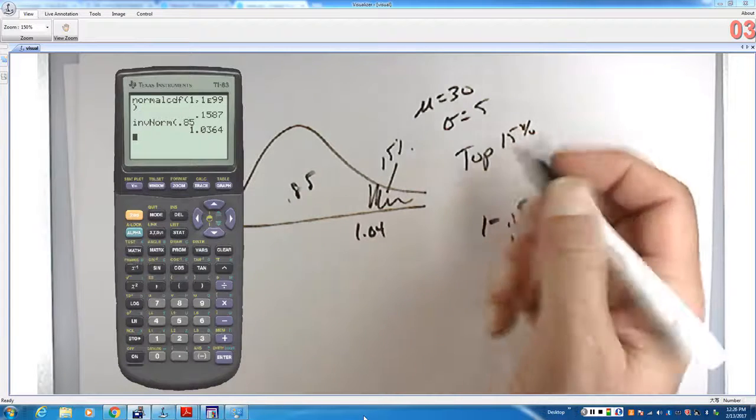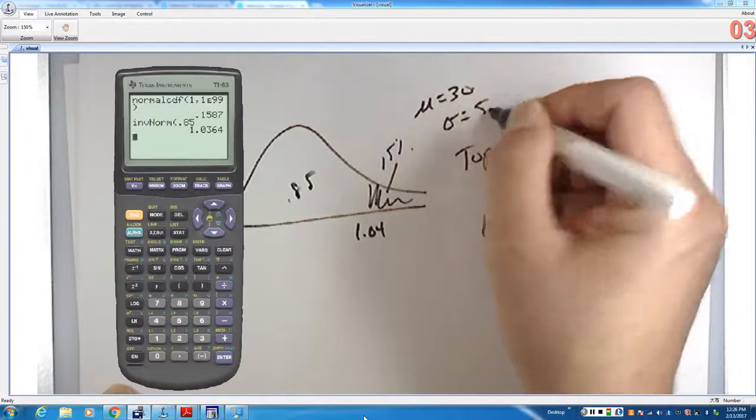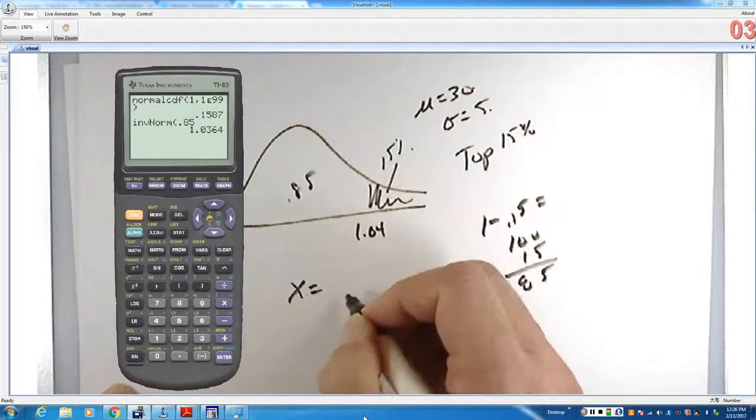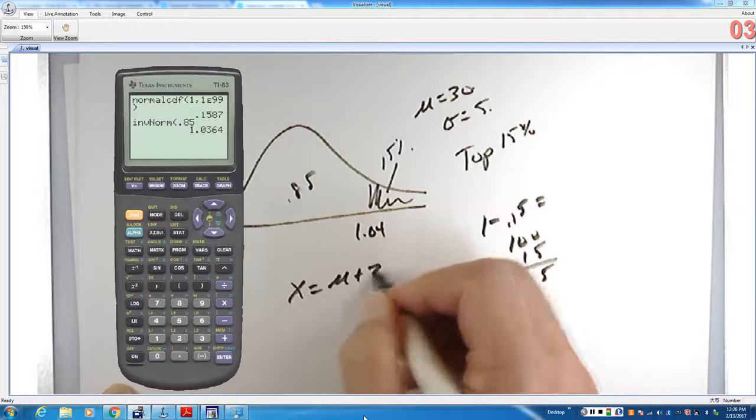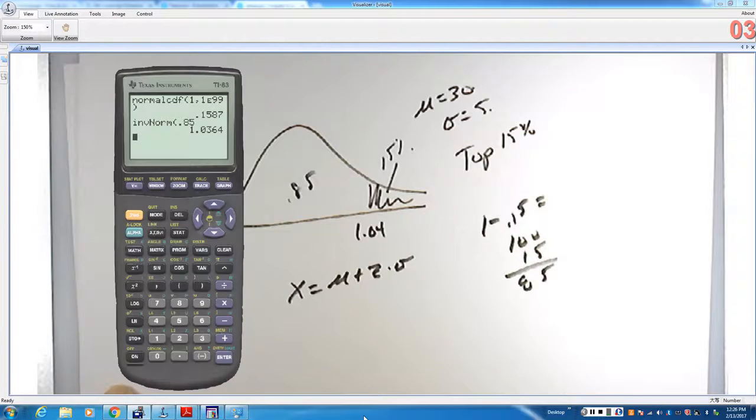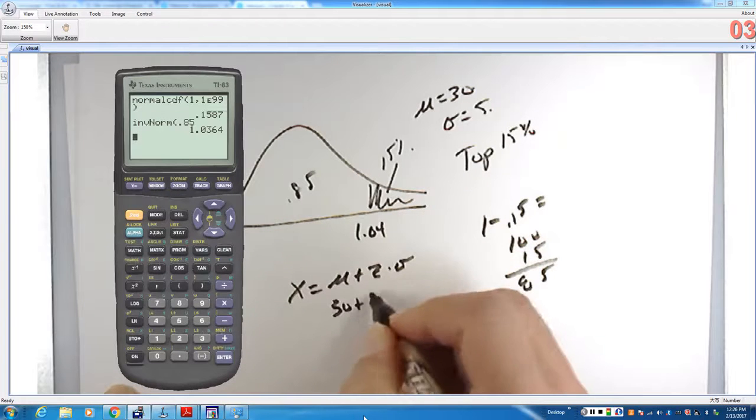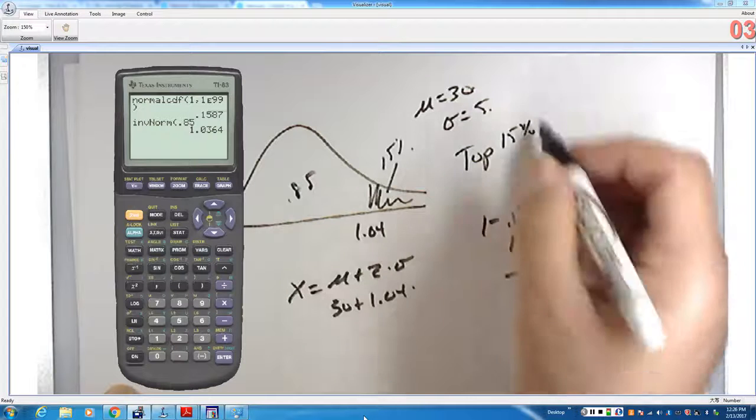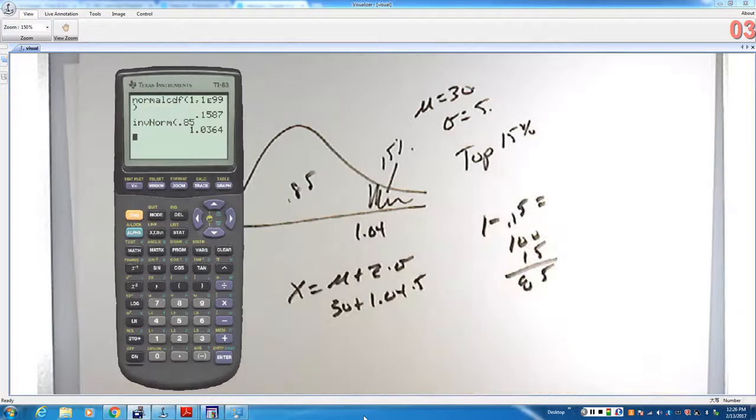Now you have to convert it into a raw score with a mean of 30 and a standard deviation of 5. So our raw score is going to be the mean plus the z-score times the standard deviation. So what we have is 30 plus 1.04 times the standard deviation of 5. So we go ahead and calculate that, and you get 35.2. So the answer is 35.2. And that's what we did last time.